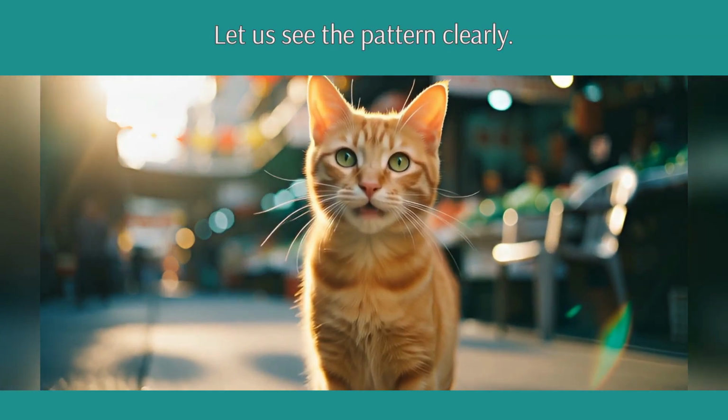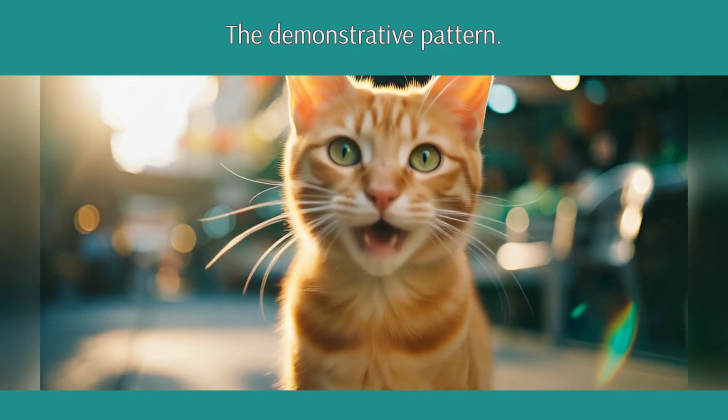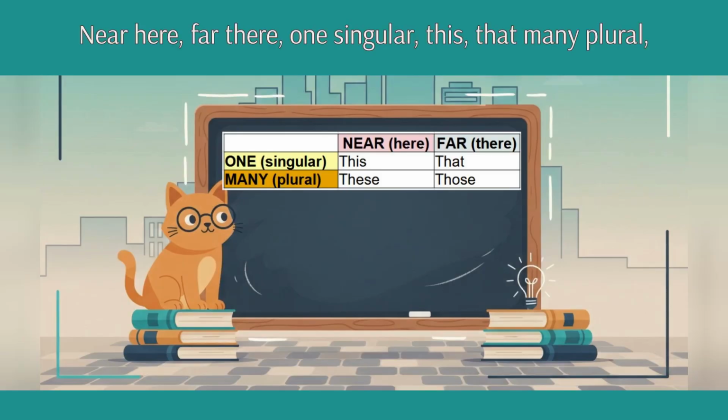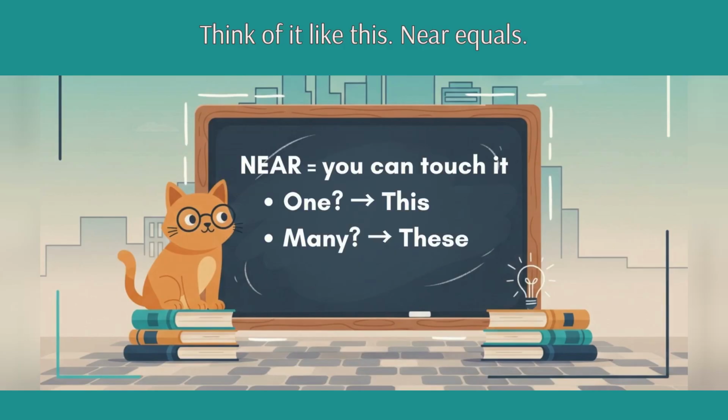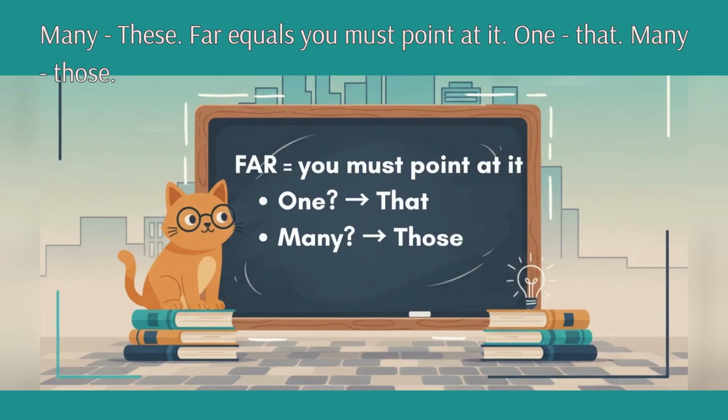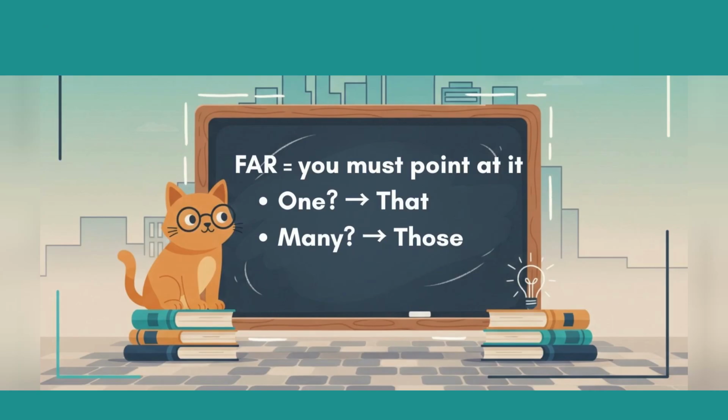Let us see the pattern clearly. The demonstrative pattern: near, here; far, there. One, singular: this, that. Many, plural: these, those. Think of it like this: near equals you can touch it. One, this. Many, these. Far equals you must point at it. One, that. Many, those.